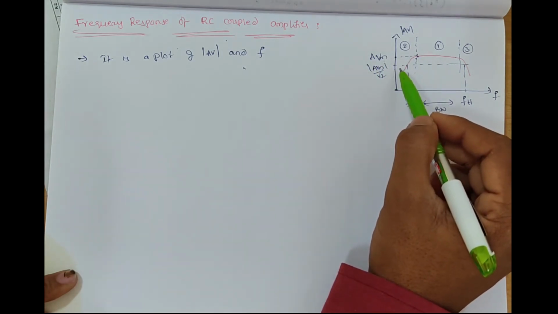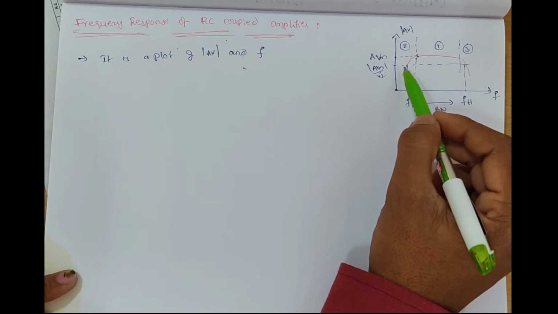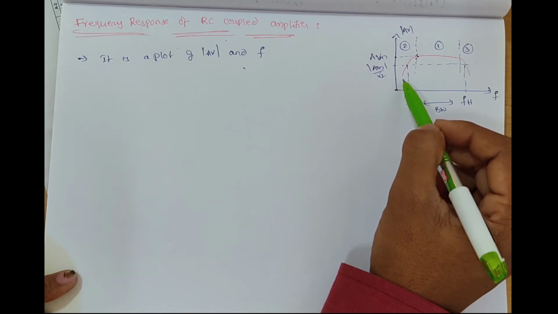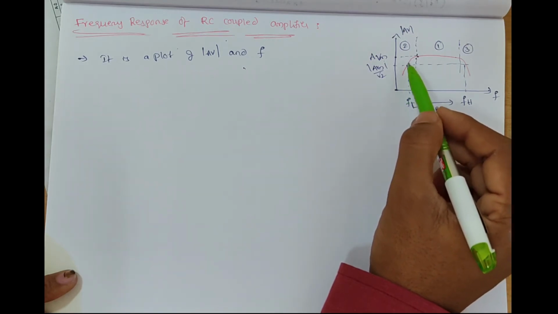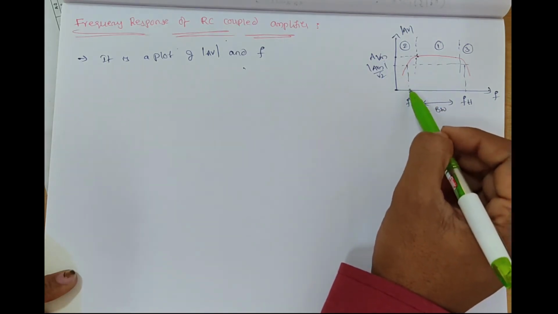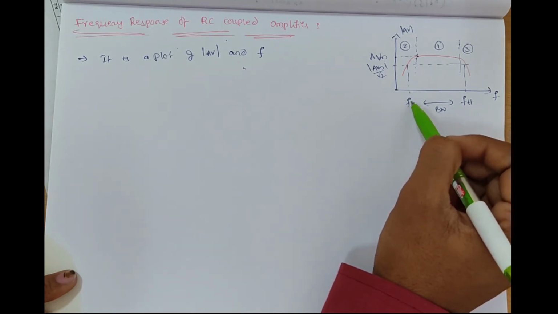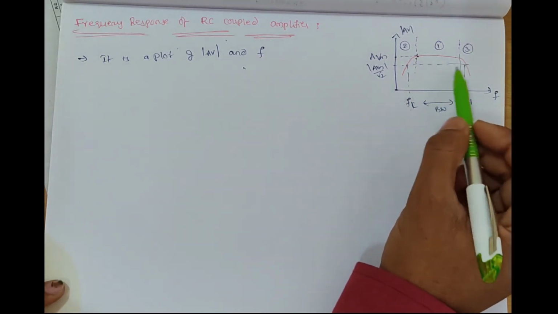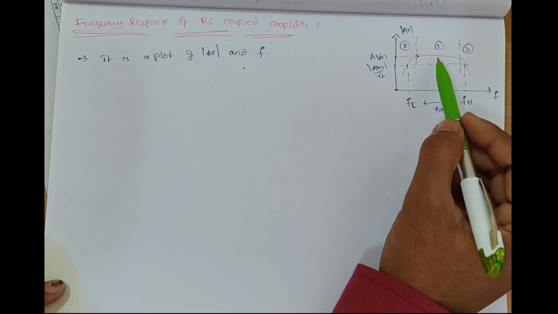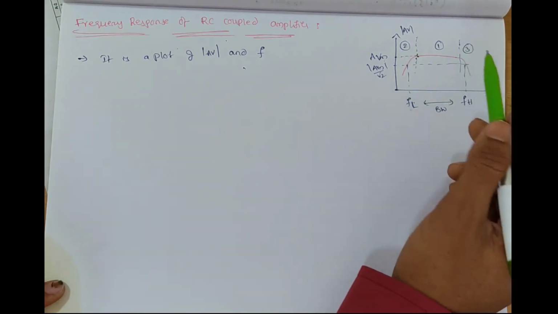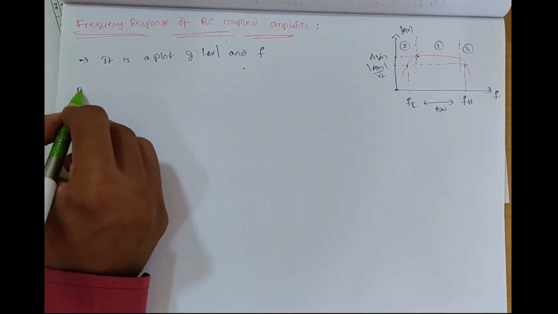The frequency at which the voltage gain is 70%, or 1 by root 2 times the mid frequency gain, is called the 3 dB frequency. This one is the 3 dB lower frequency, and this one is the 3 dB higher frequency. We divide this frequency response into 3 parts: the constant part is region 1, then region 2, and region 3.